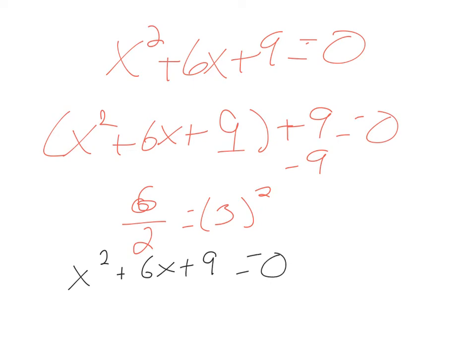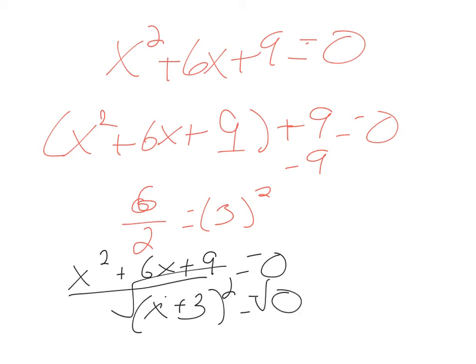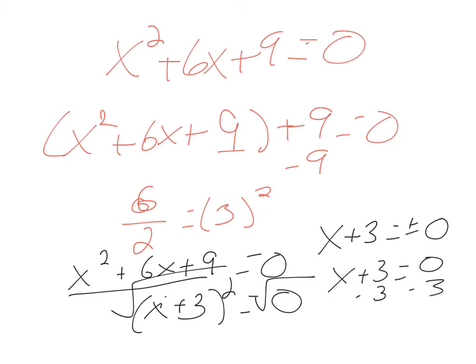That's because this is already a perfect square trinomial. What's half of 6? It's 3. X plus 3 squared is the same as x plus 3 times x plus 3, which would get you this same perfect square. If this is equal to 0, I just take the square root. X plus 3 equals plus or minus 0. Well, plus 0 and minus 0 are the same number. So x plus 3 equals 0. That means I only have one root.